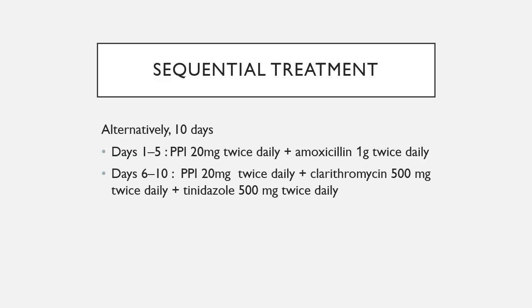Clear? So sequential treatment is also available, which is for 10 days. The previous one was for 14 days, but these drugs can be given for 10 days as well. During the first 5 days, we give PPI 20 milligram twice daily with 1 gram amoxicillin twice daily. And from day 6 onwards, we give PPI 20 milligram twice daily with clarithromycin 500 milligram twice daily and tinidazole 500 milligram twice daily.